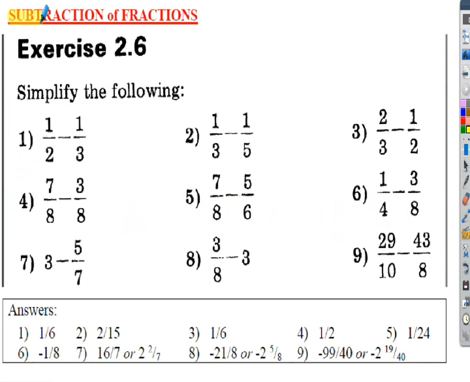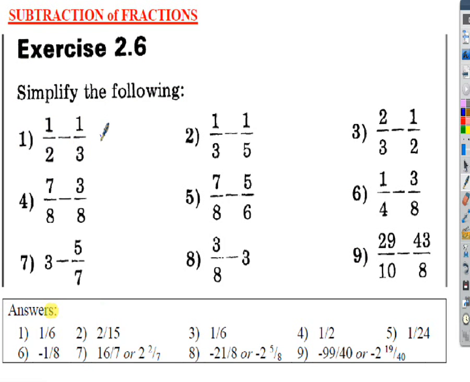Now we're going to consider subtraction of fractions. Exercise 2.6 asks us to simplify the following fractions, and they all relate to subtracting one fraction from another. So question 1, we've got a half, this time we're subtracting from that third. There are 9 questions here. Again, I would encourage you to stop the presentation and attempt these questions. The answers are shown below in the table. Some of the questions are worked through on the following slides.